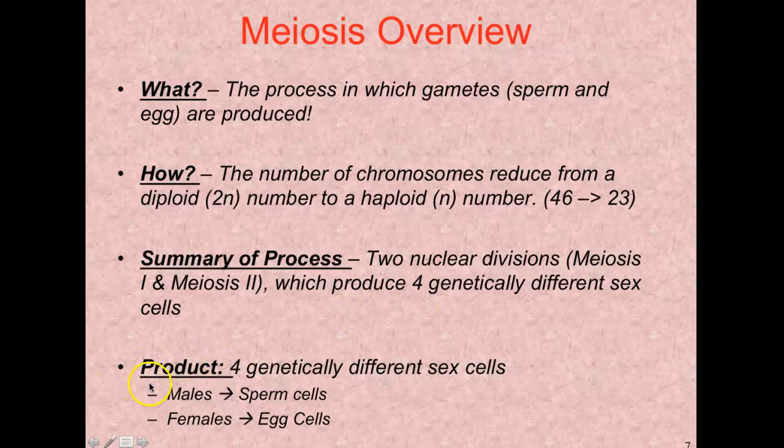So what is the product? What are we producing at the end of meiosis? We're producing 4 genetically different sex cells. Males are sperm cells, females are egg cells.